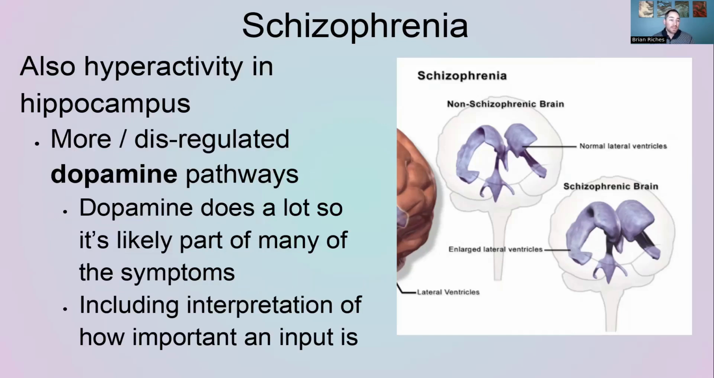Another thing that we see is that the hippocampus is very hyperactive. And so it seems like there are dysregulated dopamine pathways. And the problem with that is that dopamine does a lot in the brain. It doesn't only do one thing, it does a lot of activation across the whole brain.